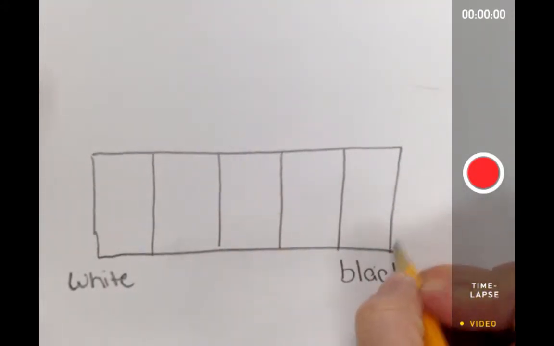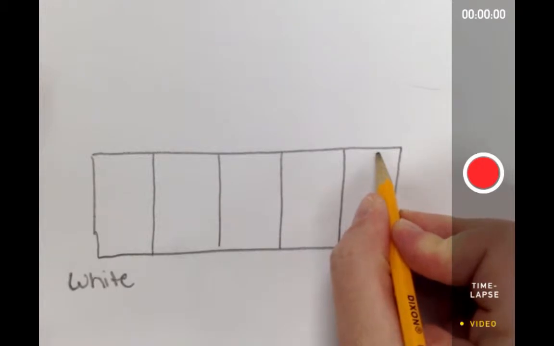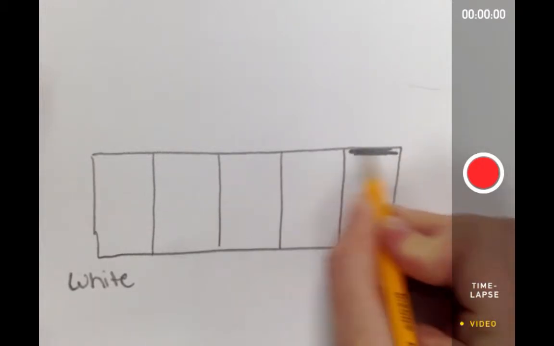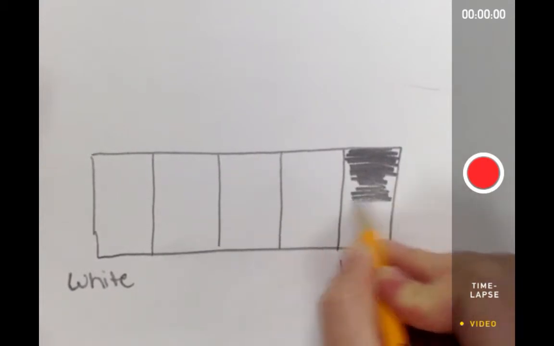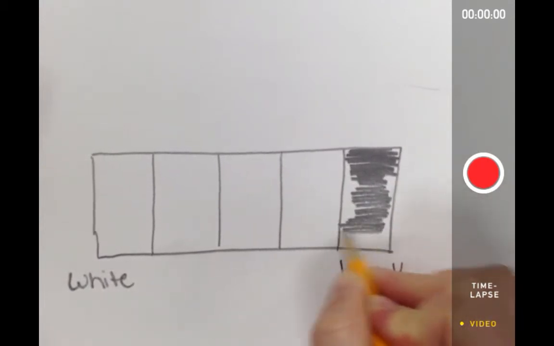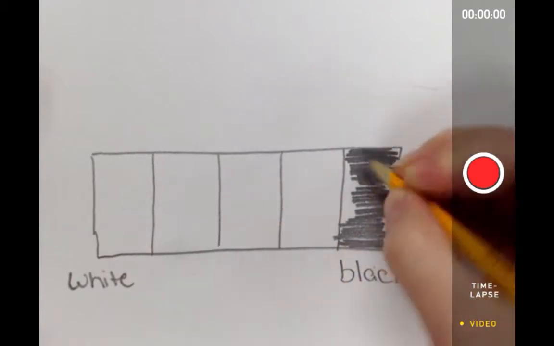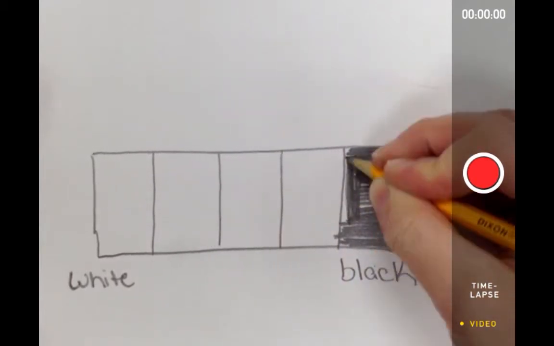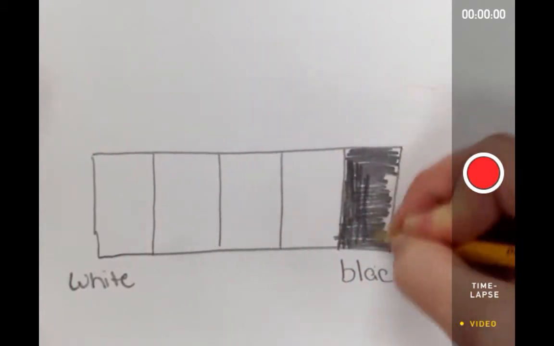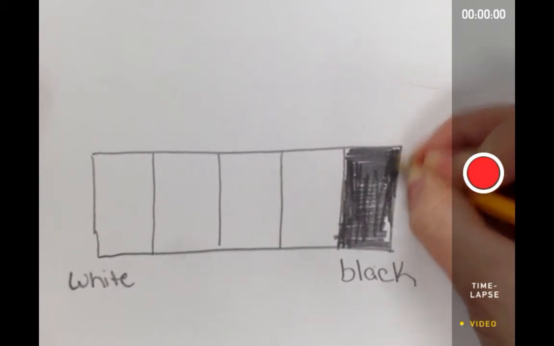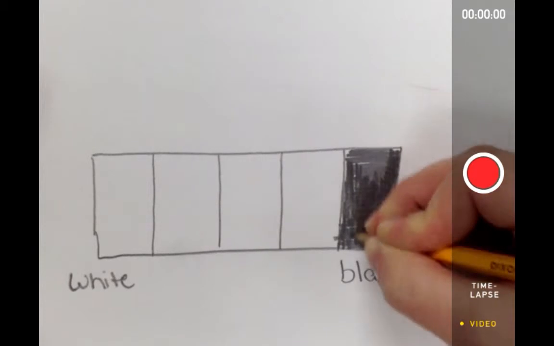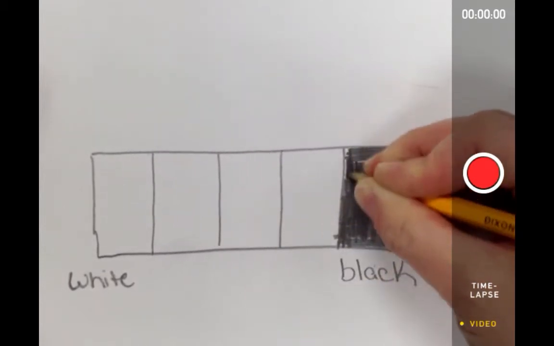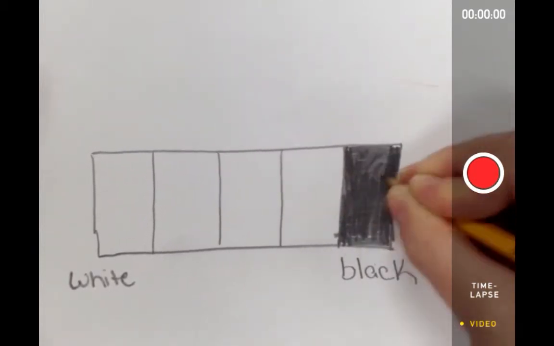To do the black value, I'm going to color by pressing as hard as possible, using pressure to make this the darkest value I can make, the darkest color. This will be the darkest value in my value scale. So I want it to be as close to black as I can get. So I'm going to go over it many, many times to make it super dark.